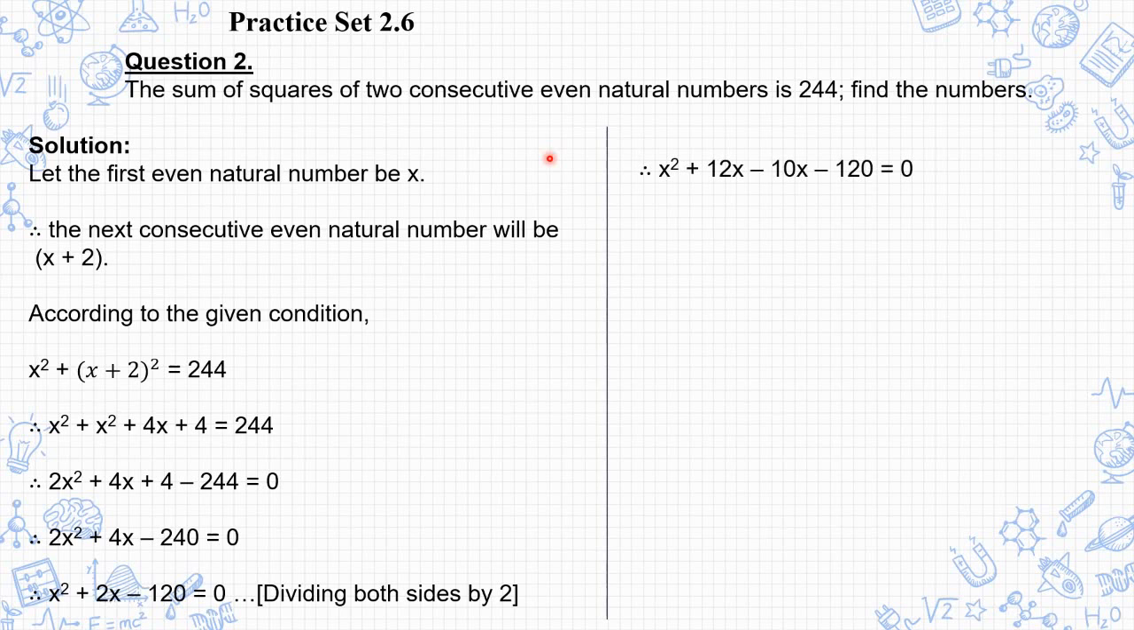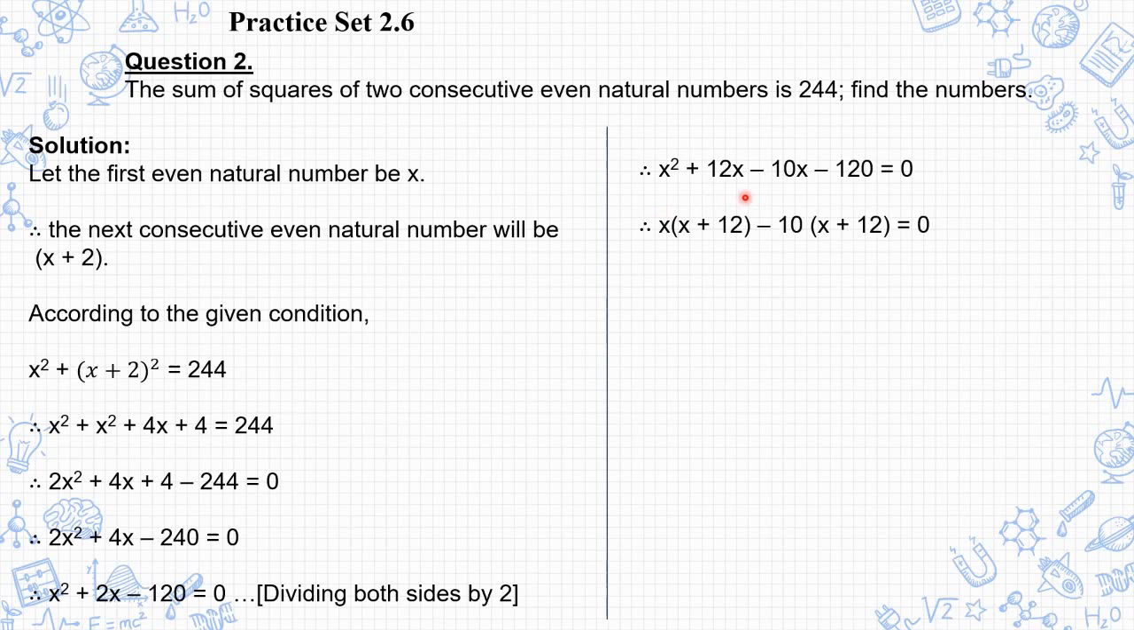Now we will split the middle term. So 120 will split into two such numbers, that is 12 and 10. So 12 into 10 will give you 120, and 12x minus 10x will give you the middle term, that is 2x. Now we just pair it and take the common term.